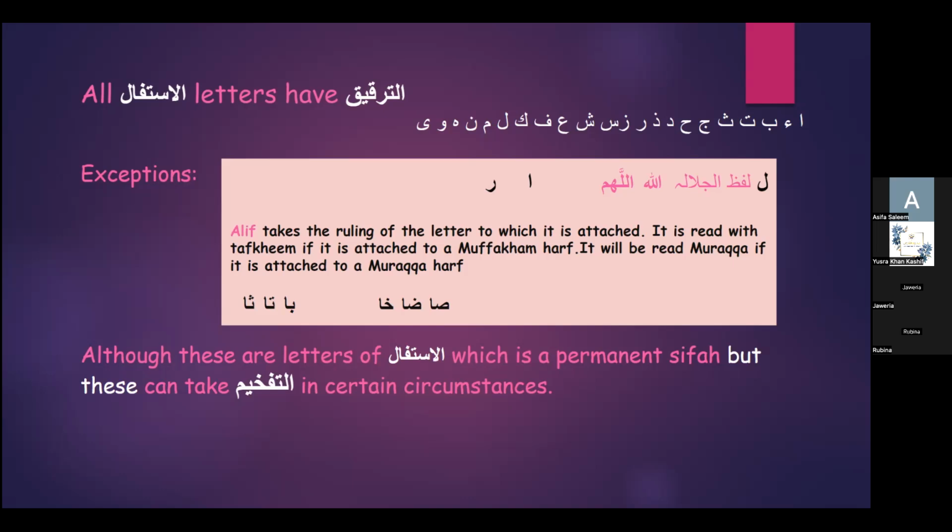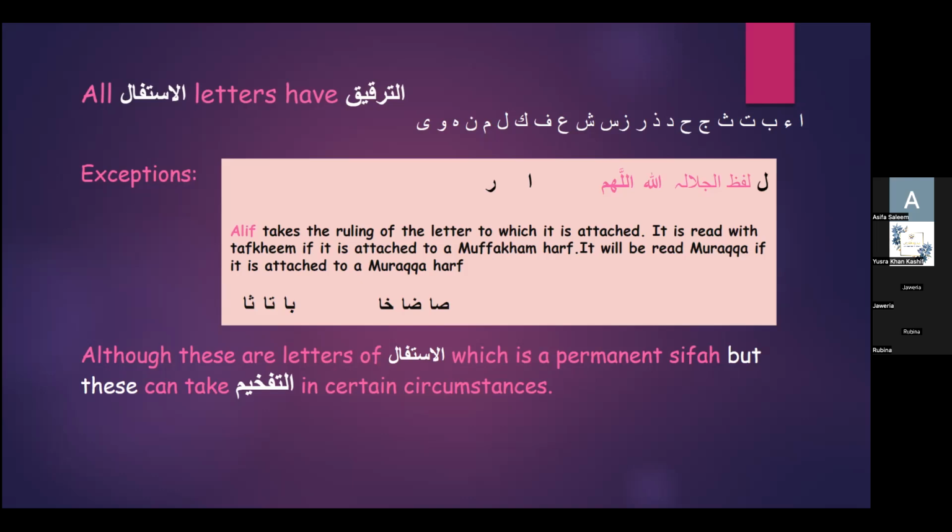Although these 3 letters are the letters of istifal, they can take tafkhim, therefore it's an exception. The letter alif, the ruling is that it will take the same ruling of the letter to which it is attached. It is read with tafkhim if it is attached to a mufakham harf, and it will be read muraqqaq if it is attached to a muraqqaq harf.